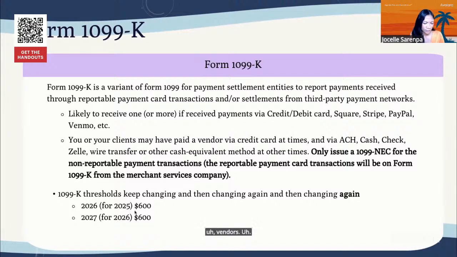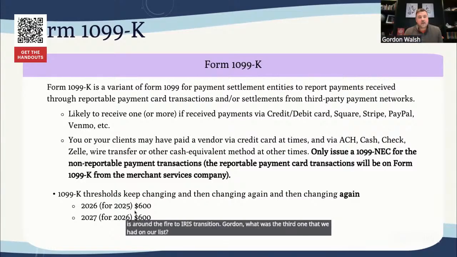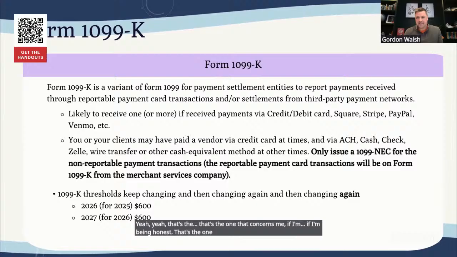There's another section in the certifications. There's an update there that pertains to the 1099-DA, digital assets, cryptocurrencies, and NFTs. I don't know how relevant that is to this audience, but that is one big change that we are seeing there. And then the last one is around the FIRE to IRIS transition. Gordon, what was the third one that we had on our list? Yeah, that's the one that concerns me, if I'm being honest. That's the one that we all might get. I think the IRS is potentially going to get knocked out on it too.